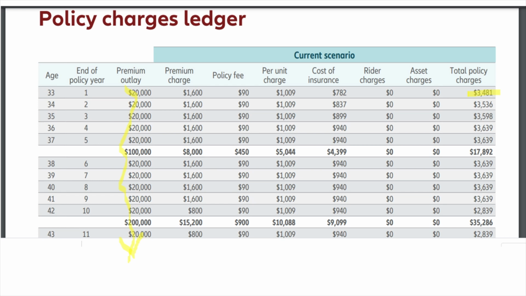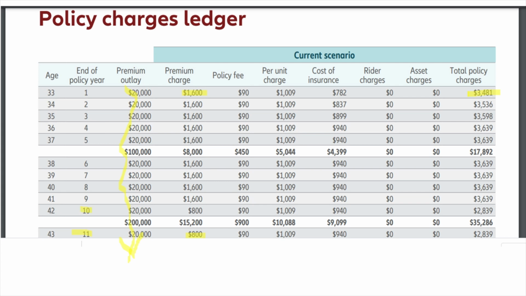Let's tear apart and get into detail. What is this 3,481 made up of? First of all, it's a premium charge of $1,600. Think of a premium charge like sales tax: when you go to buy some shoes at a store, there's a sales tax added to the cost of the shoe. In this case, it's kind of like the tax that's paid to the state. In this example, we start out at 8%, and then it drops down a little bit in year 10.